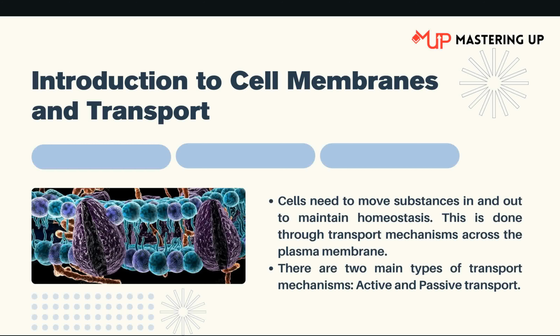Membrane transport can be broadly divided into two types: passive transport, which does not require energy, and active transport, which requires energy to move substances against their concentration gradients. Understanding these mechanisms is key to grasping how cells interact with their environment and maintain homeostasis.